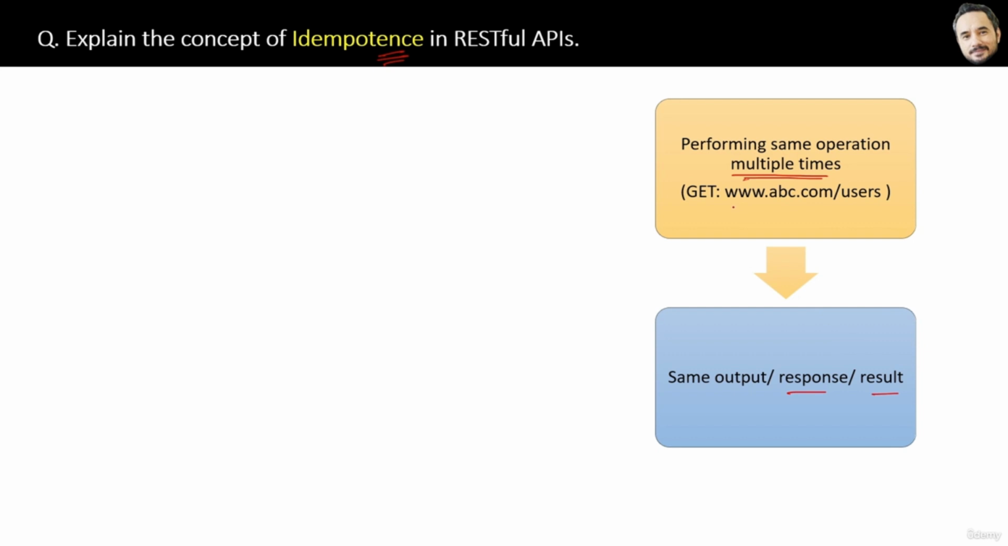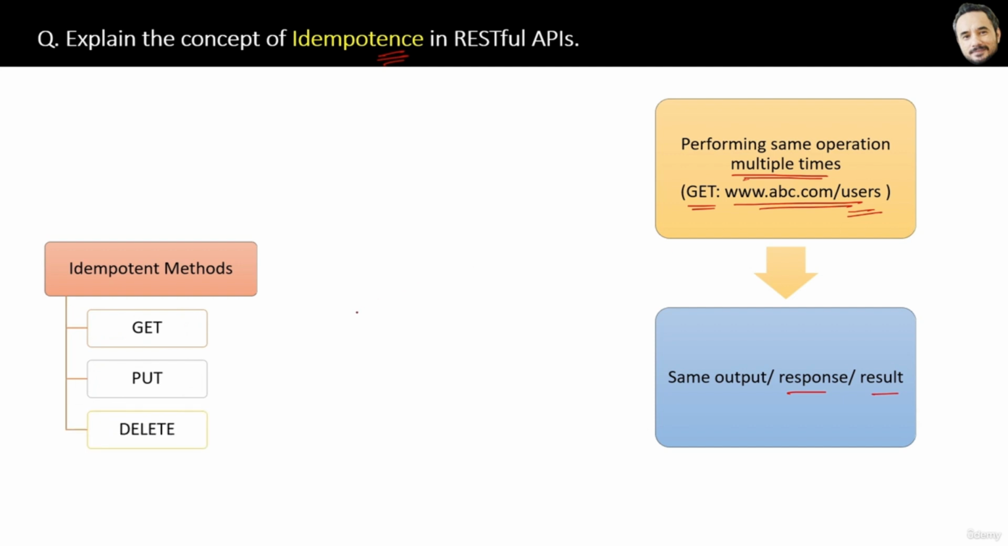For example, see here. If you send this GET method request 100 times again and again, the result will always be the same. Okay, you will get the response with the users list, right? Same result. Now, similar to GET, we have the PUT and DELETE methods also. Those are also idempotent. Now, PUT, because if you send the same request body to update again and again, every time the same replacement will happen and the result will be the same.